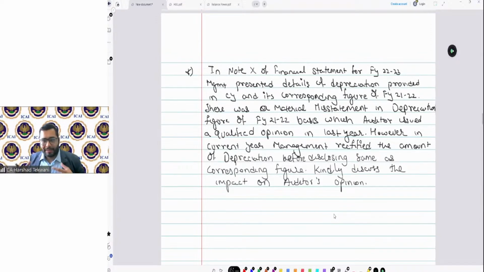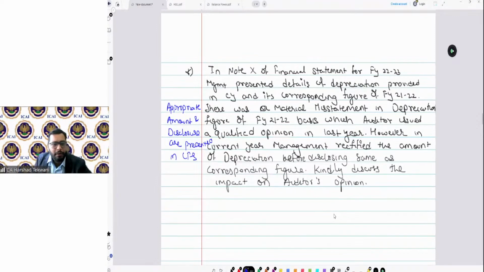And when I say disclosing, they not only rectified the amount, but they presented it appropriately in my financial statement. So I could say in addition, appropriate amount and disclosures are presented in current year financial statement. Like for depreciation, this is the case, appropriate amount and disclosures are presented in current year financial statement. So when I say rectified, that means amount and appropriate disclosure has been given.